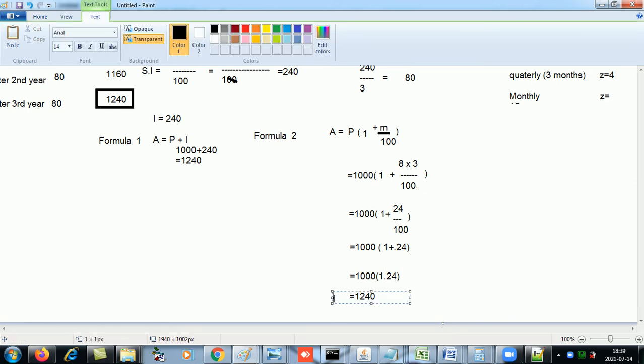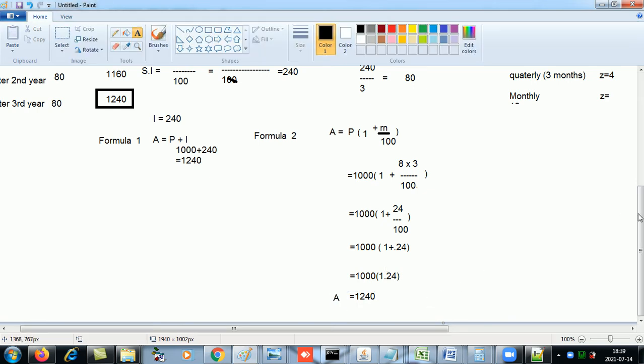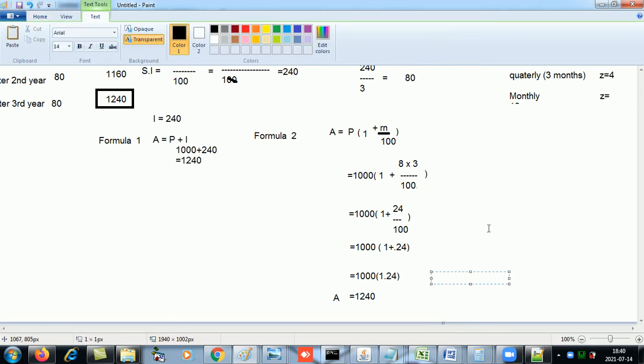Now once you have got the amount, you can calculate the interest also. The formula for amount is P plus I. You have got the amount, 1240, and the principal, 1000. So what is the I? Just transfer this over here: 1240 minus 1000 is your I. So your I is 240. Likewise you can do it whichever way.